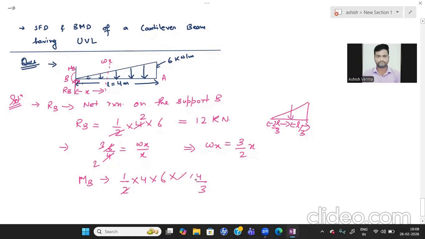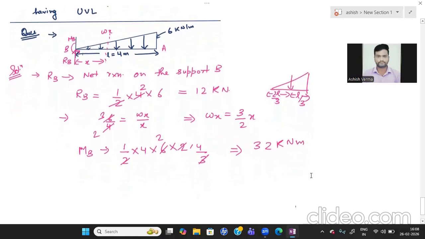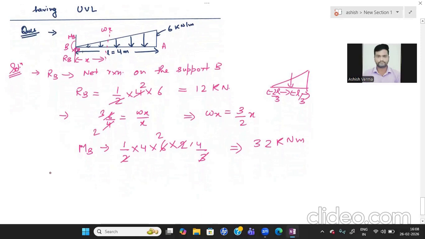So here we multiplied by 12 by 3, therefore 2 into length is equal to 4 meter, 4 by 3. Cancel out 2 to 4, and that is equal to 30 kilonewton. After that, we will show the variation of the shear force diagram and bending moment diagram. For the variation of the shear force diagram, first shear.